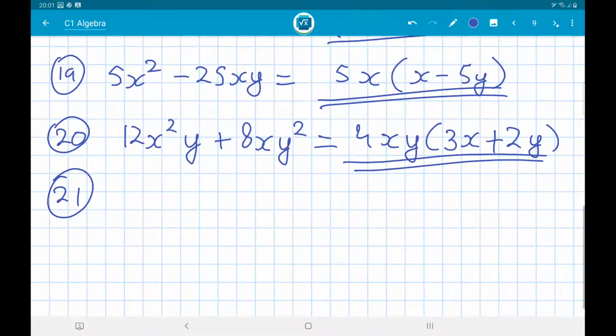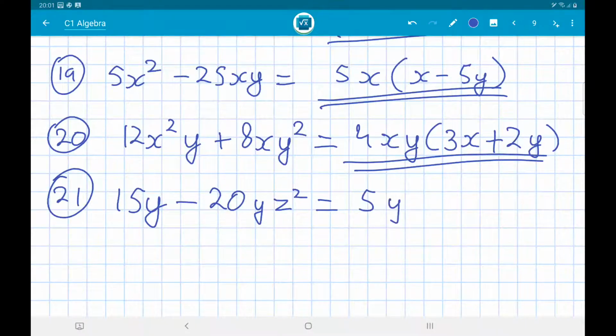21, 15y minus 20yz squared. I'm just going to write a z a little bit easier so that people understand it's z, not some Greek alphabet. So 15y minus 20yz squared. Probably going to say it's just 5y on the outside actually, and you end up with 3 minus 4z, z squared.